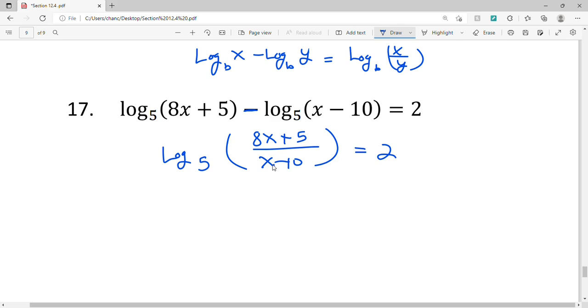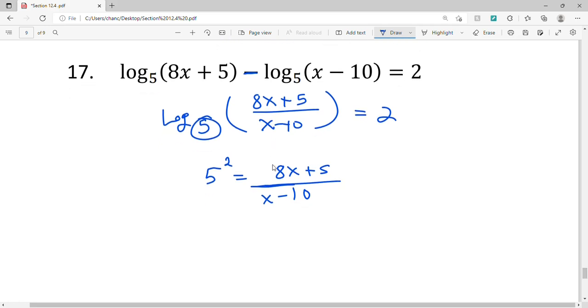Since we only have one log, we can convert it using our exponents. I can rewrite this as an exponent instead of a log. So let's rewrite this as 5, that's our base, raised to the power of 2 should equal 8x plus 5 over x minus 10. 5 squared, that's 25. 25 is equal to 8x plus 5 over x minus 10.